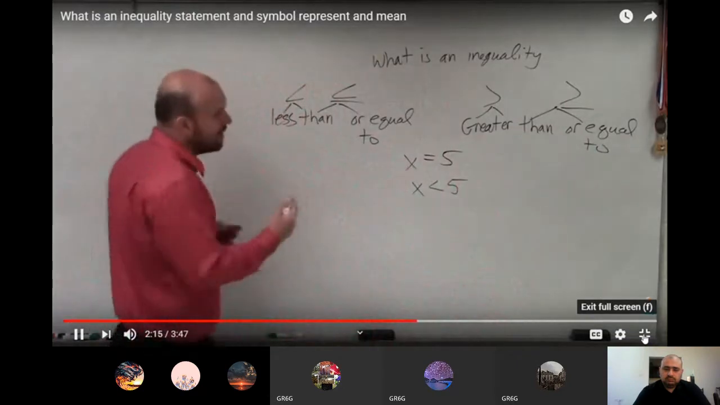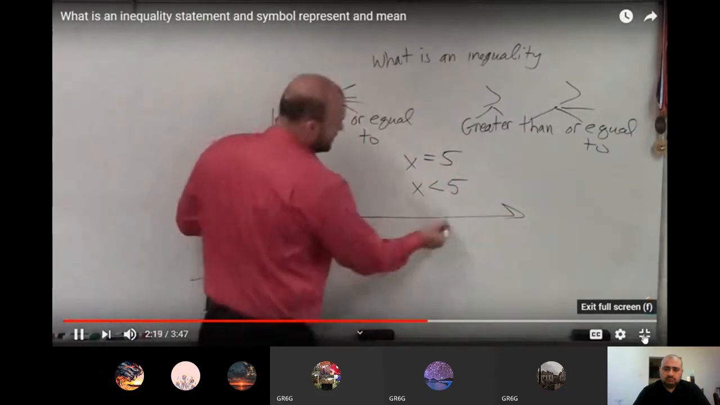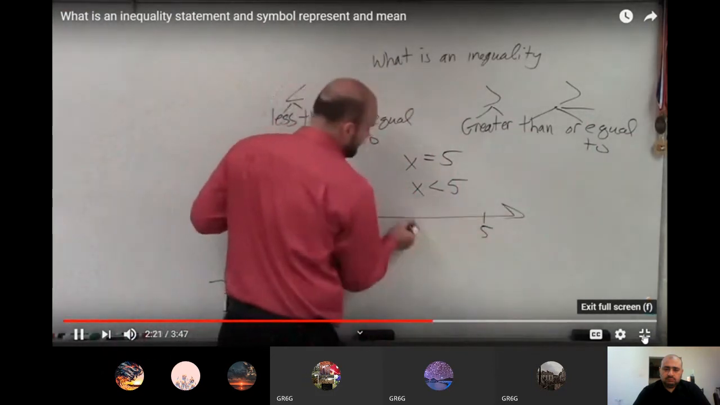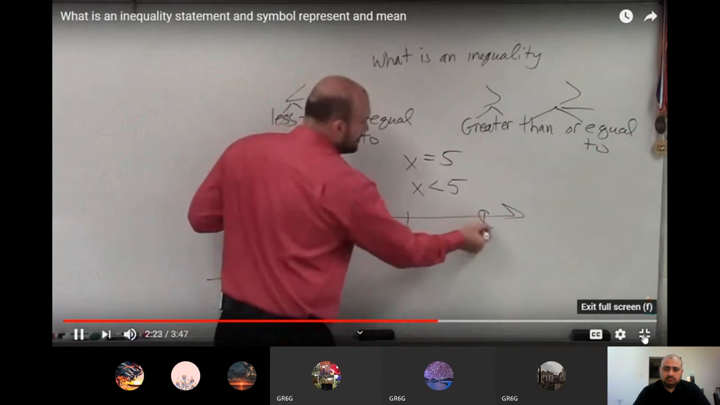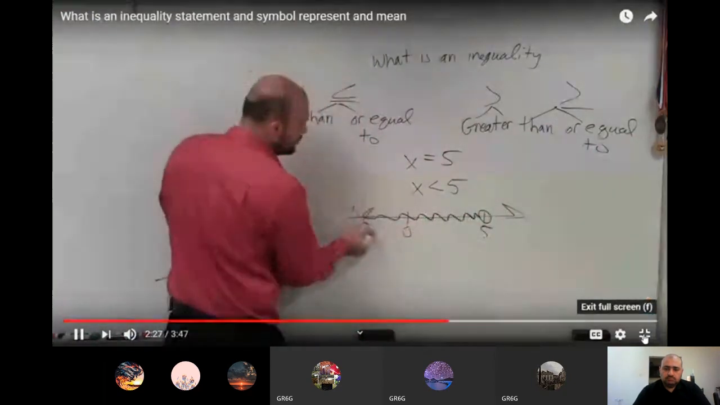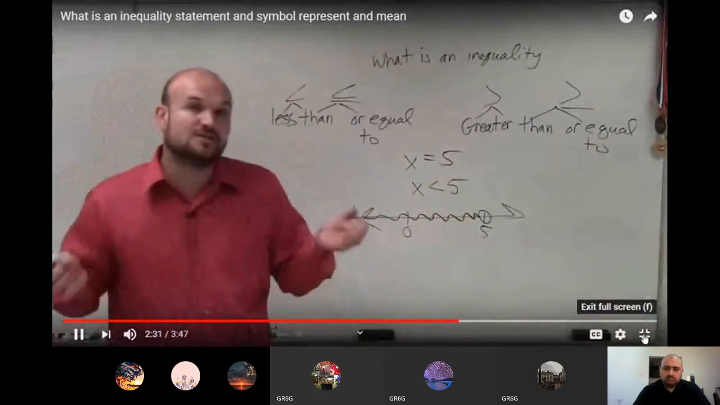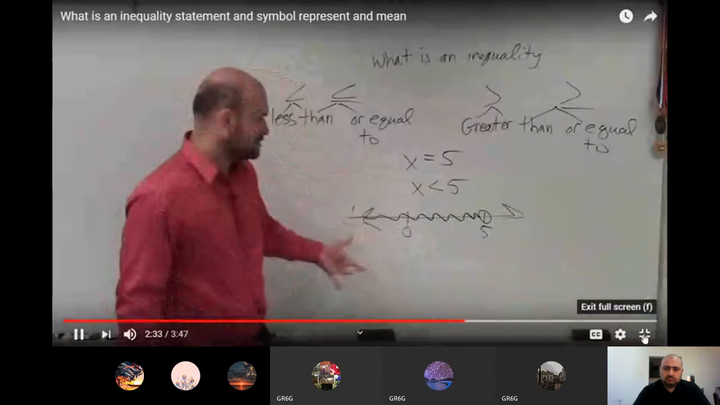And so that's why we like to graph our solution. If I say here's 5, here's 0, what we do is we put a circle at that point, and then we shade. This shading represents all the points, all the solutions, that make this inequality true.